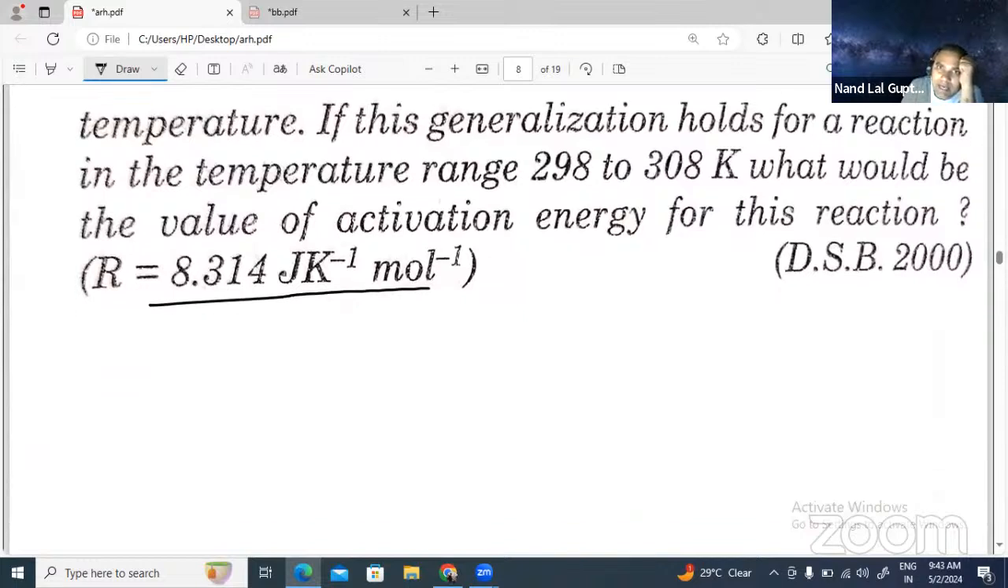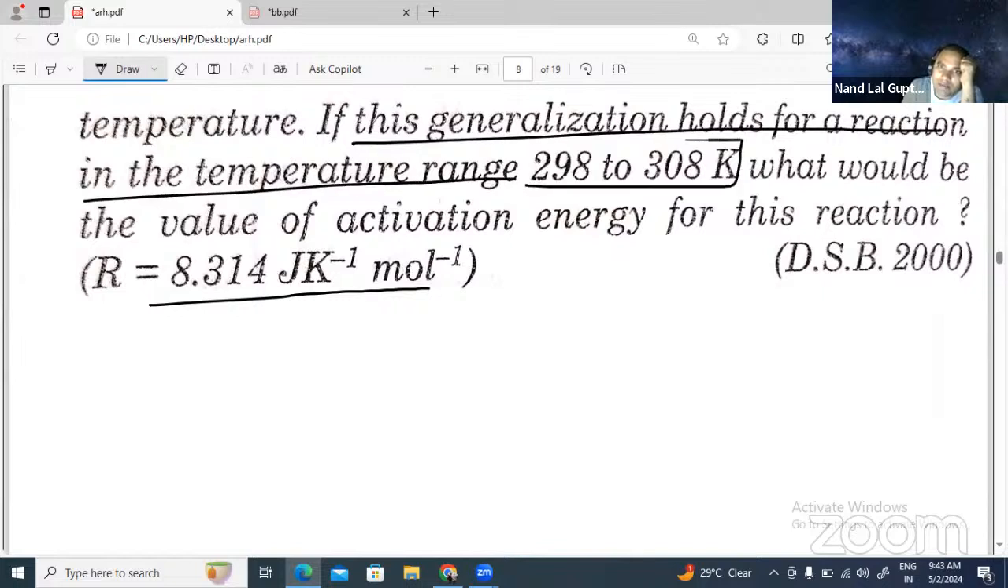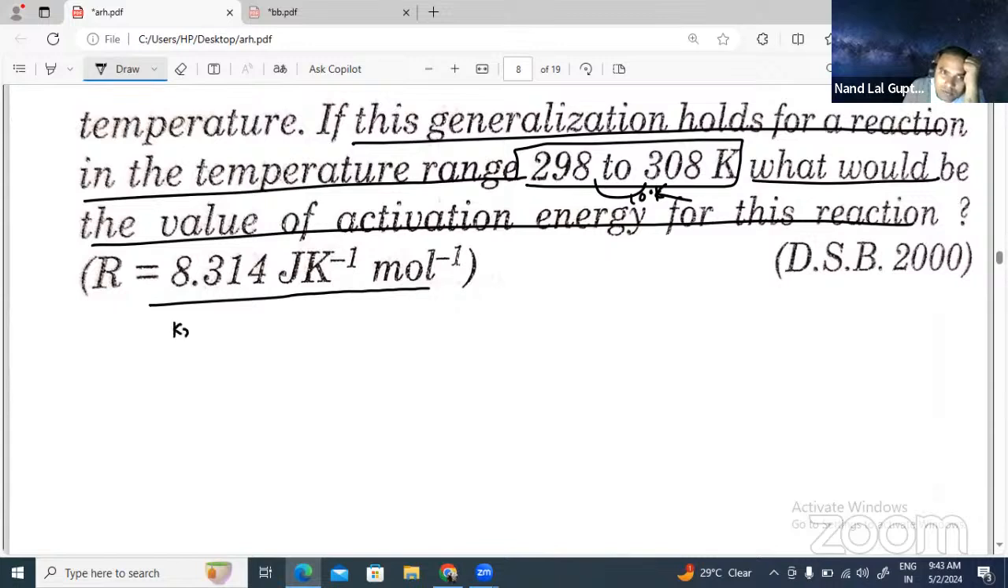If this generalization holds for a reaction in the temperature range 298 to 308, so they have a 10 degree difference, 10 degree C, 10 Kelvin. What would be the value of activation energy for the reaction? So here they are saying K2 is equal to 2K1. At what temperature are they talking about? This is T2, T2 is equal to 308. And here is K1. When K1 is there, the temperature T1 is 298.